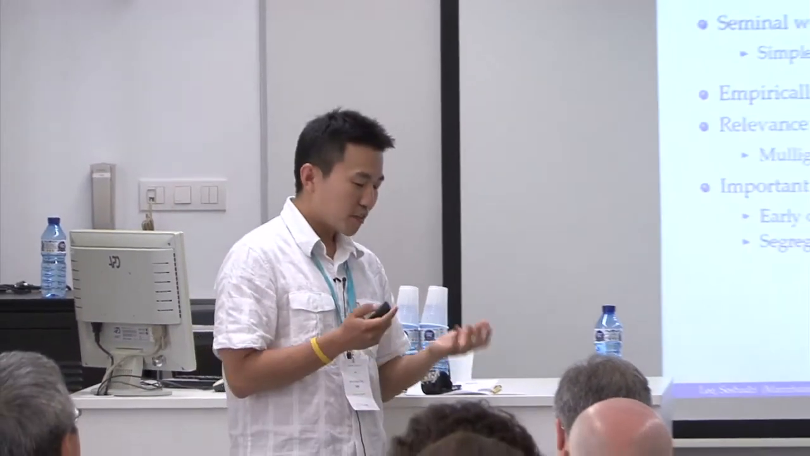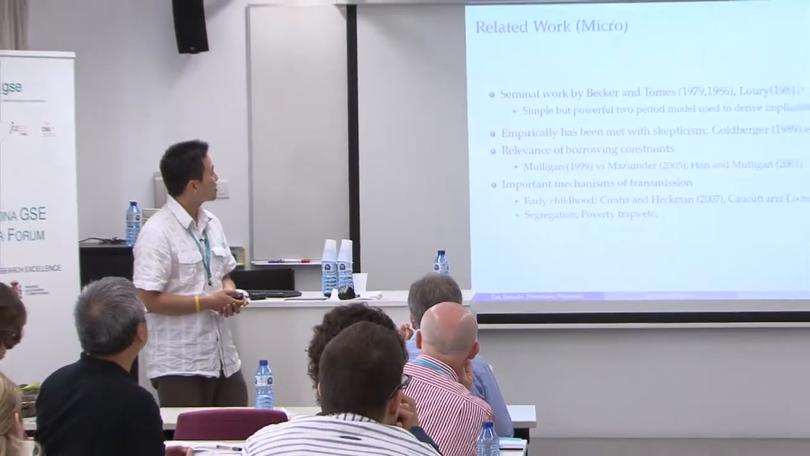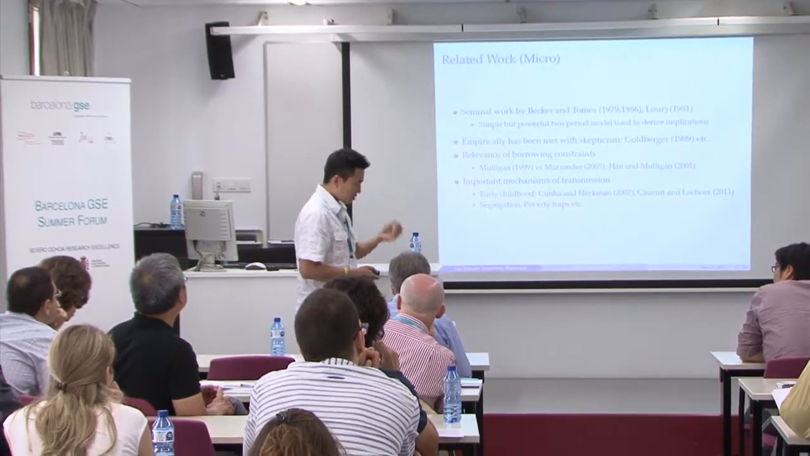Okay? And what we want to do basically is we're going to take a very macro approach. We're going to build a very stylized macro model, a quantitative macro model, and see how much we can account for these kinds of empirical facts. And specifically, what kind of stuff are we trying to account for? Well, I'm going to broadly divide these into micro and macro related facts. So basically, on the micro side, what we want to do is defend the Becker-Tomes paradigm.